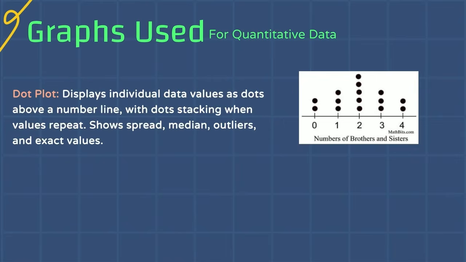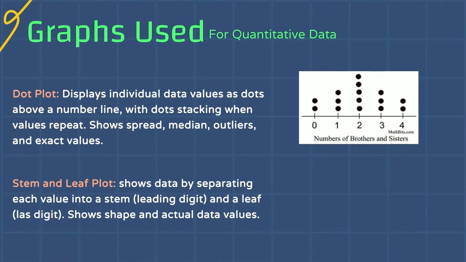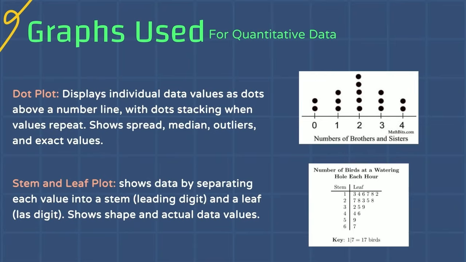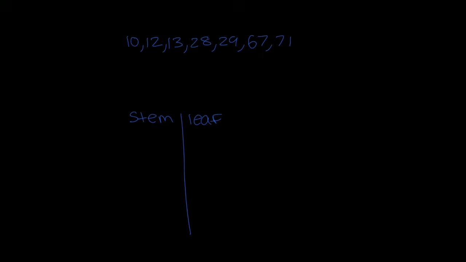And it's good because it shows the median and outliers and all the exact values. Stem and leaf plots show data by separating each value into a stem, the leading digit, which would be like 1, and then leaf. So if these are all our data sets, and they're all 2 digits, we're taking the first value, that's the stem. So for 10, 12, 13, they all share the first value of 1. So that's our first stem.